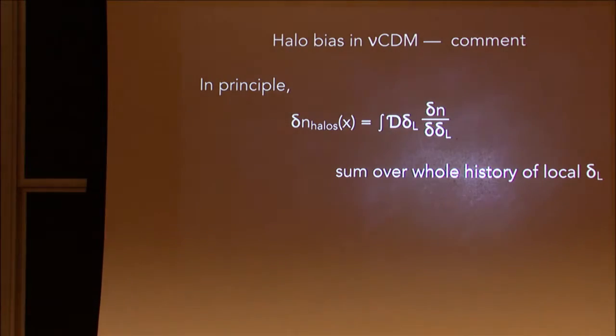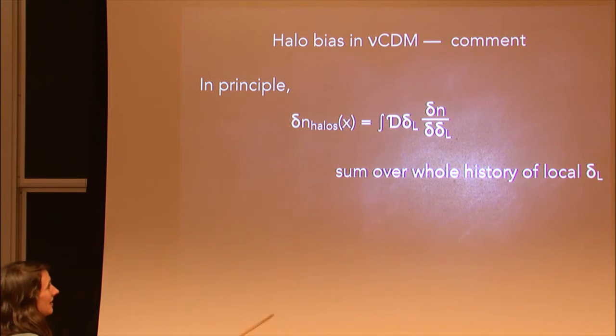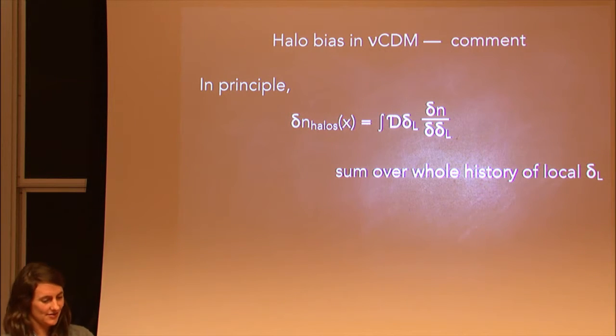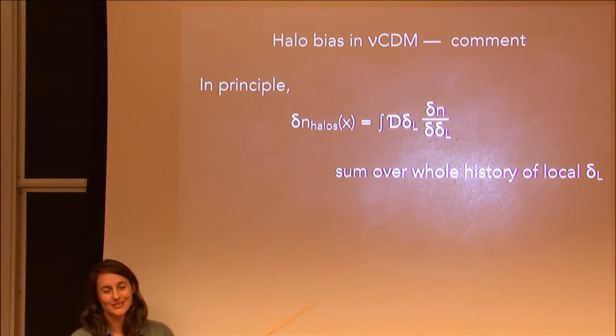So a quick comment, because this is a bias workshop, for discussion is just thinking about this. I guess you could write the effect of a long wavelength mode on the local number density of halos in terms of the value of the density field at the time you observe. But in principle, the change in the number of halos depends on the sum over the whole history of how the long wavelength density mode was evolving.